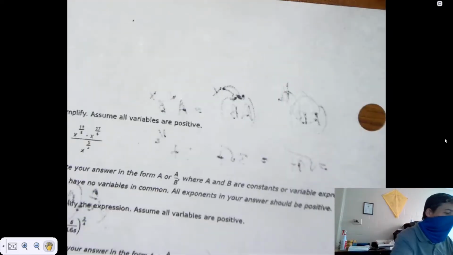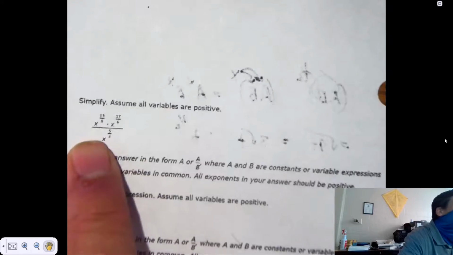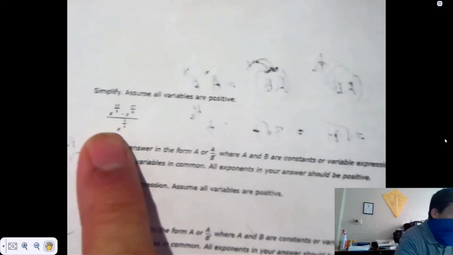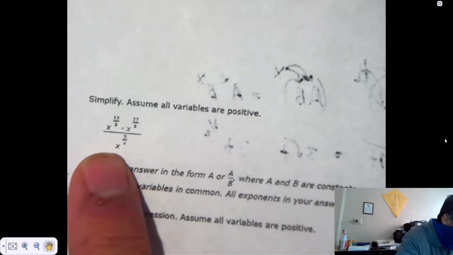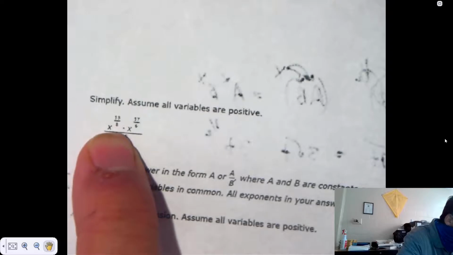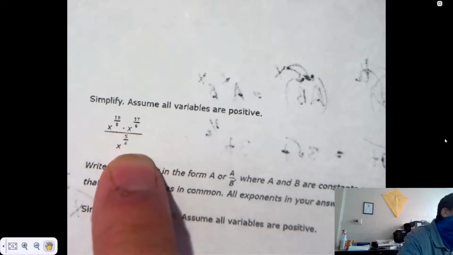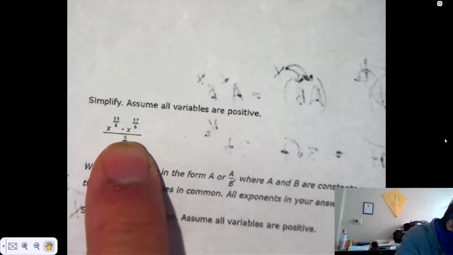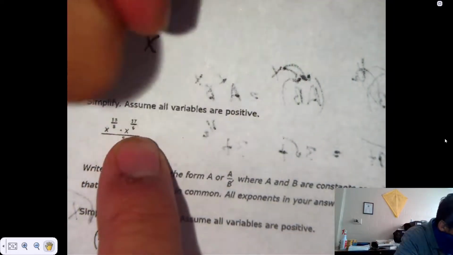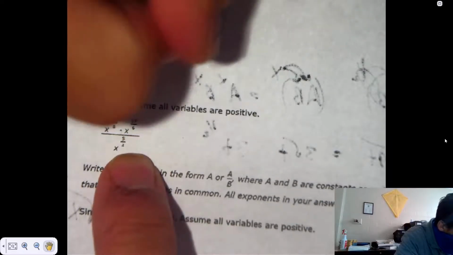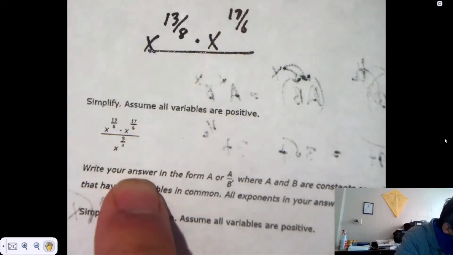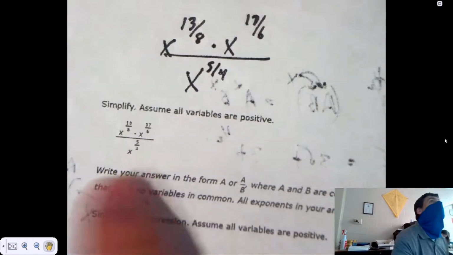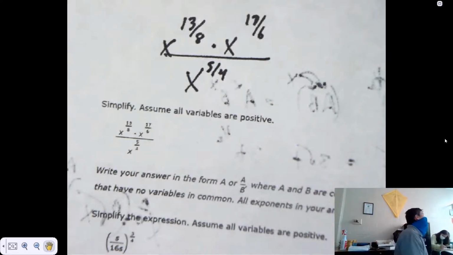Now, I think when you get into the upper 80s, they start throwing this stuff at you. This is kind of like a combination of the multiplication and division section. It's really all it is. Our exponents here, the denominators, appear to be an 8, a 6, and a 4. So I'm going to rewrite this for you for what I think it is. I think this is x to the 13 eighths times x to the 17 sixths sitting over x to the 5 fourths. And if that's not what it is, big deal. That's the problem we'll do.